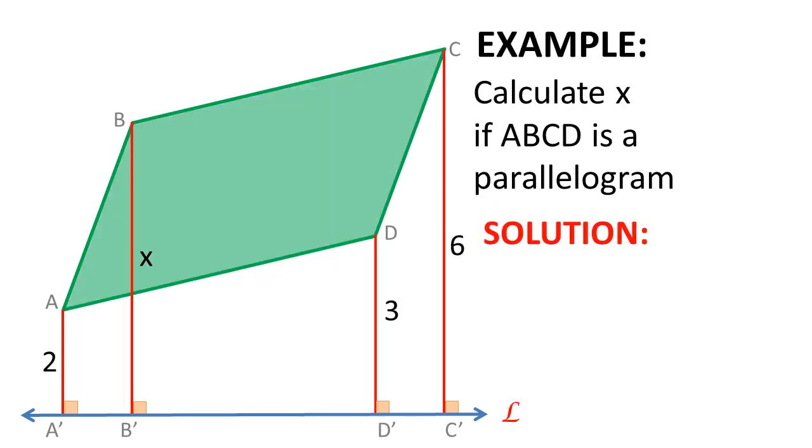Let's solve a simple example of the property we have demonstrated. The problem statement indicates that we have to calculate x, with the quadrilateral ABCD being a parallelogram. From the figure shown, we obtain the information that the straight line L is not intersecting the parallelogram, and that the segments AA', BB', CC', and DD' are perpendicular to the straight line. Then we can use the property. The relation between the unknown x and the values given is x plus 3 is equal to 2 plus 6, from which we get that x is equal to 5.